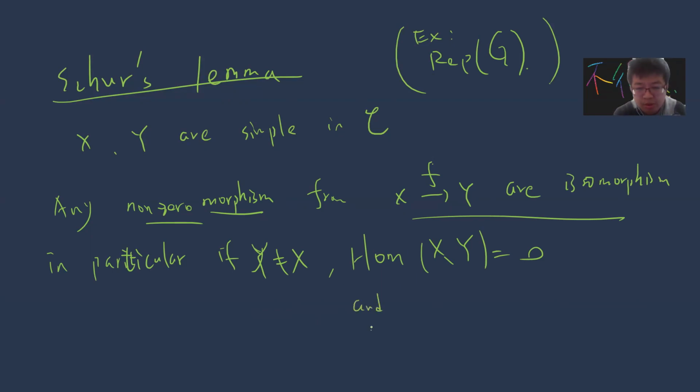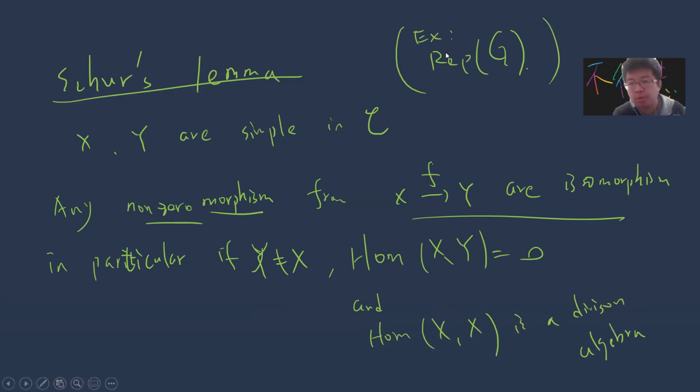Also, Hom of X, X is a division algebra. In the original group representation setting, people usually say that Hom of X, X is just the K vector space, if you are working with representations over a field K. So this is Schur's lemma in the Abelian category, which is somehow a generalization.